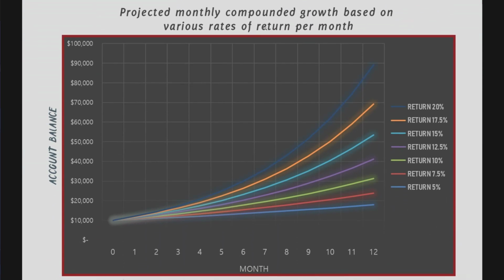So in this chart here, projected monthly compounded growth based on various rates of return per month. Starting with $10,000, if you return 5% per month, after a year, you should almost double your account, right? If you're doing 10% per month, right, that's 0.5% daily on average, you will double after roughly 7 months at this point here, right?